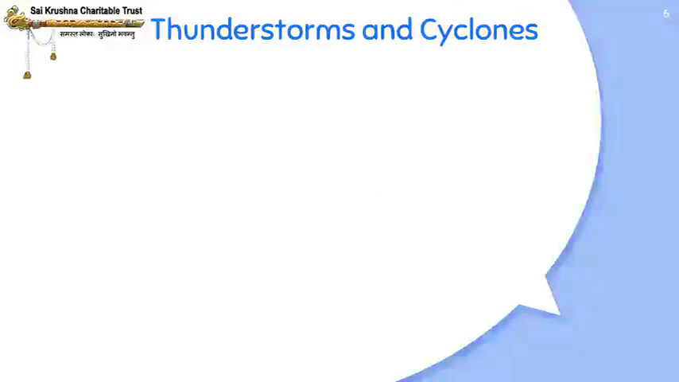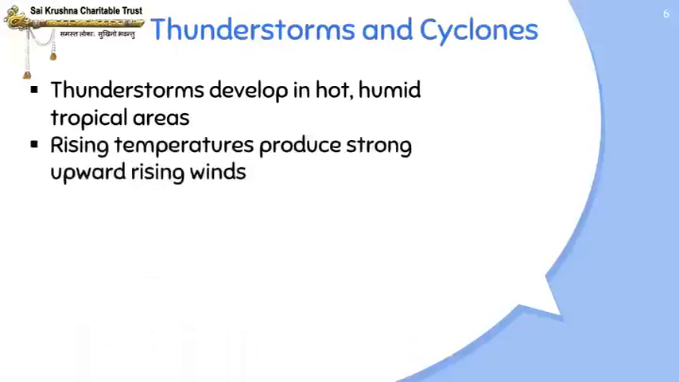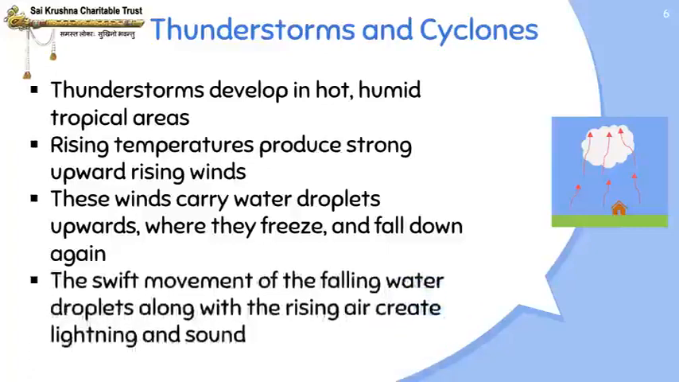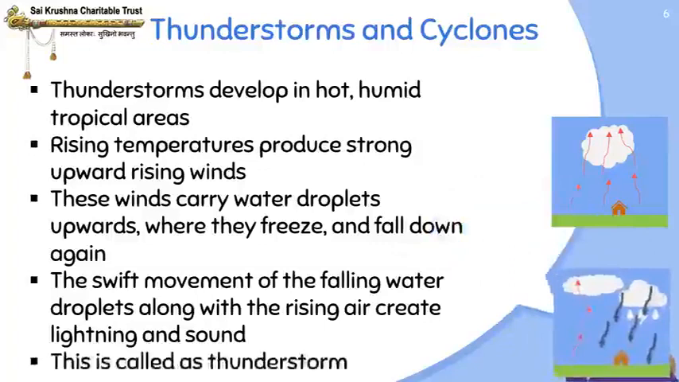Now we are going to see how thunderstorms are generated. Thunderstorms develop in hot, humid tropical areas. As the temperature rises, it produces strong upward rising winds. As these winds go up, they carry water droplets upwards, and when they go up, the droplets freeze and fall down again. This swift movement of the falling water droplets along with the rising air creates lightning and sound. This is called a thunderstorm.